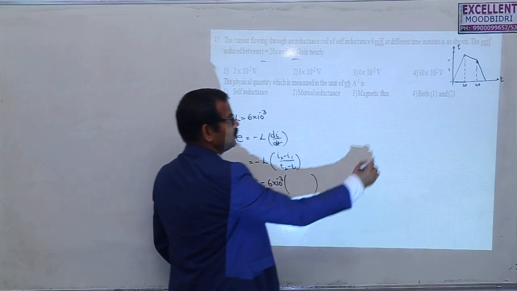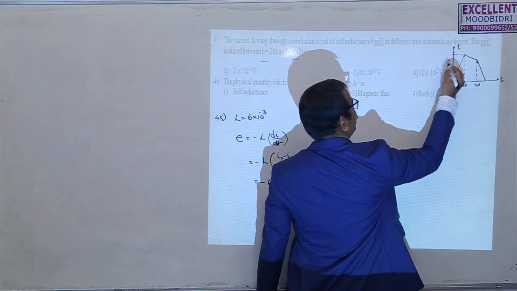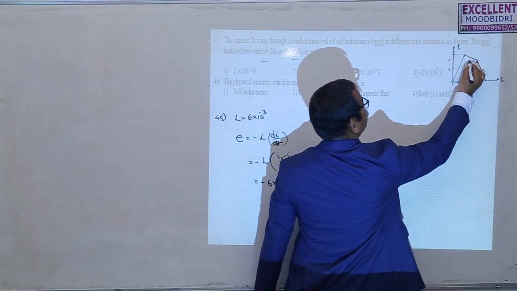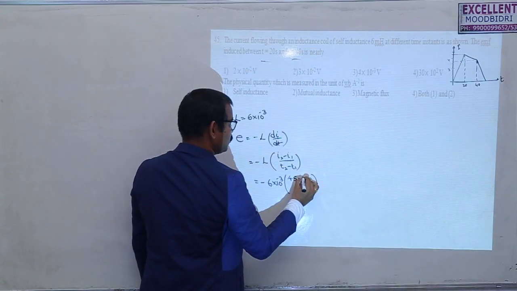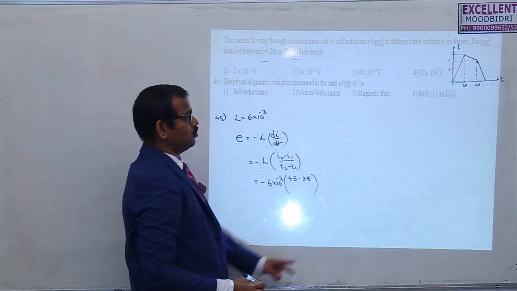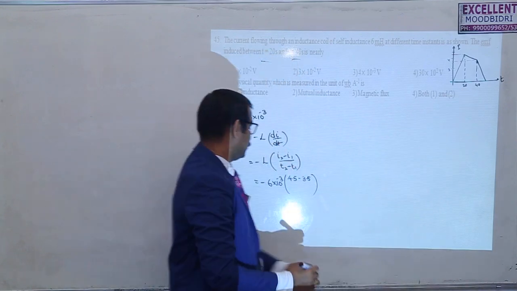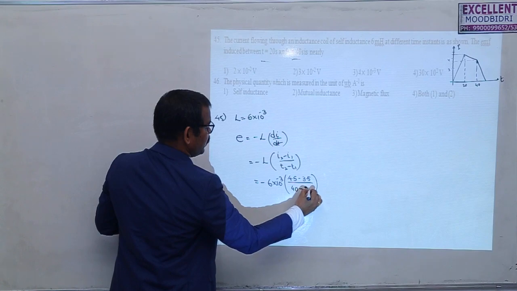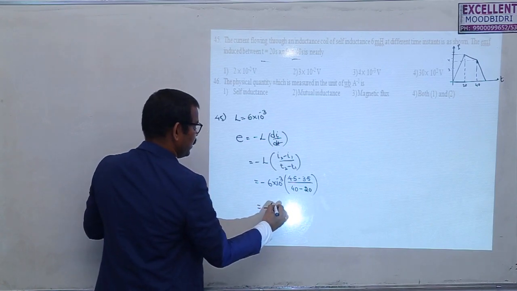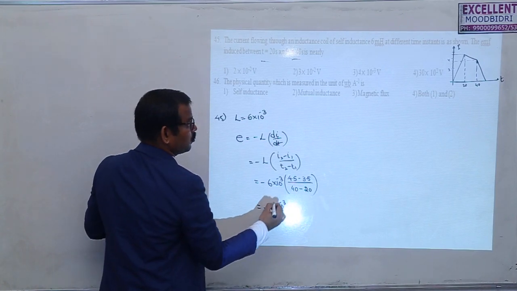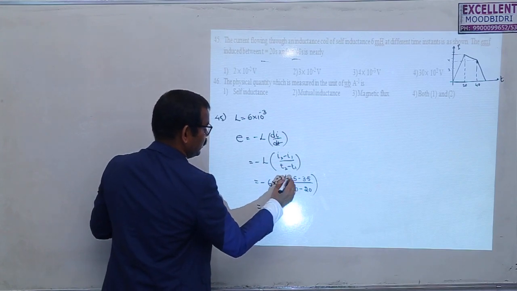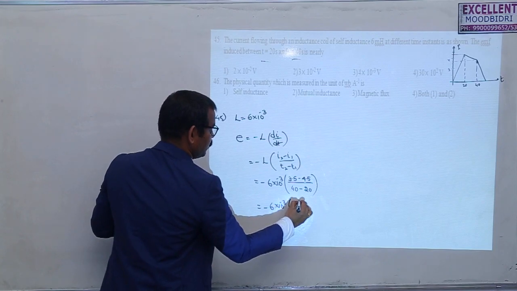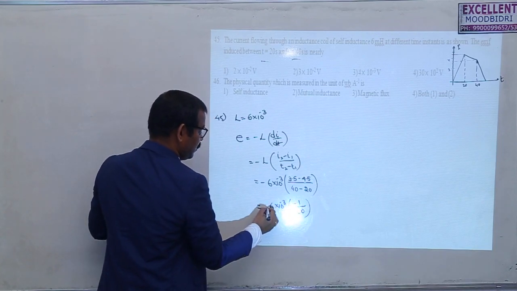The final current in this case is between 4 and 5, so let me take it as 4.5, and the final current is 3.5. Initial current is 4.5 between those two time intervals, 20 and 40, divided by the time taken, 40 seconds minus 20 seconds. So this is minus 6 into 10 power minus 3. Actually this is the final current 3.5, and this is the initial current 4.5. So you will get minus 1 by 20 here.